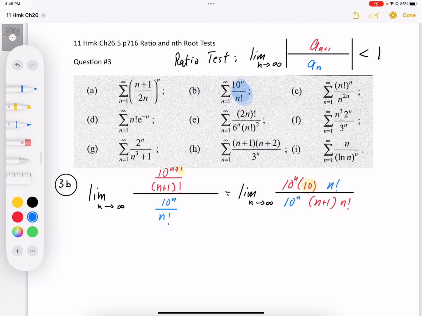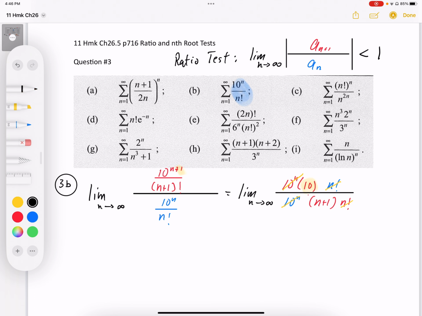Why did I do these extra factors of times 10 on the top and times n plus 1 on the bottom? It's because it allows me to cancel common factors. These are common factors here, and these ones are common factors as well. Now at this point, I can evaluate the limit.